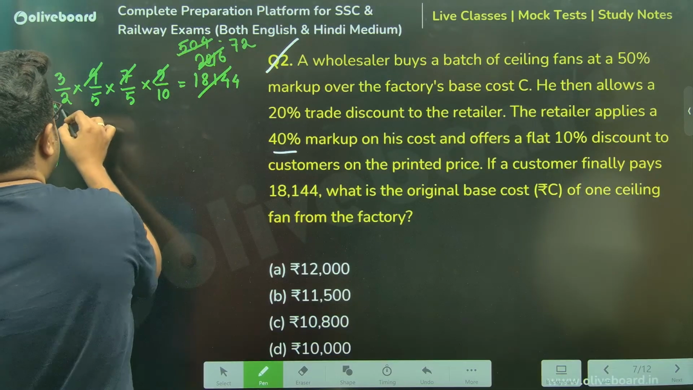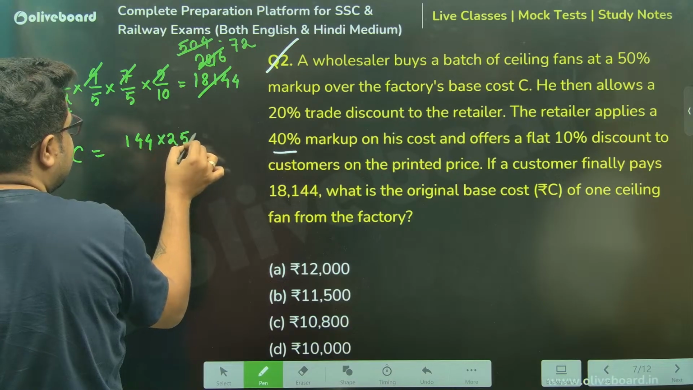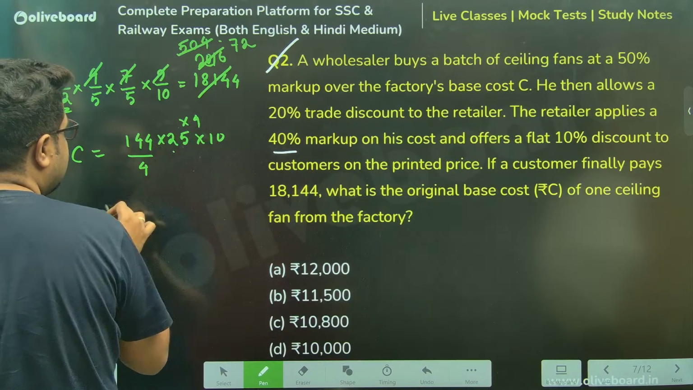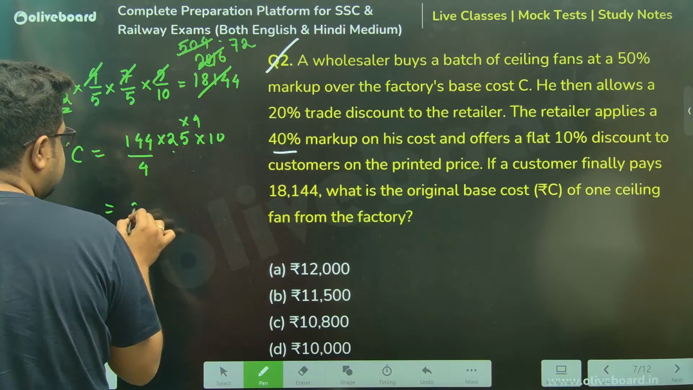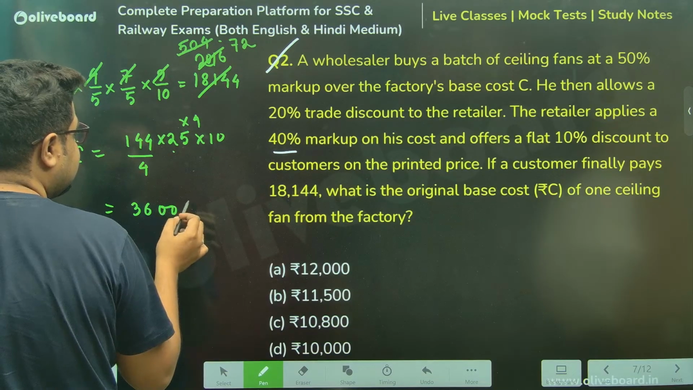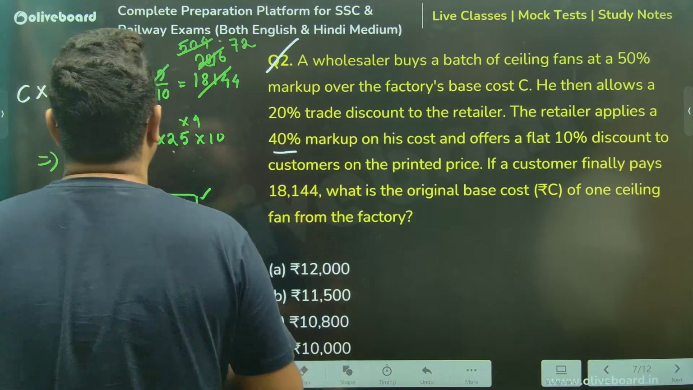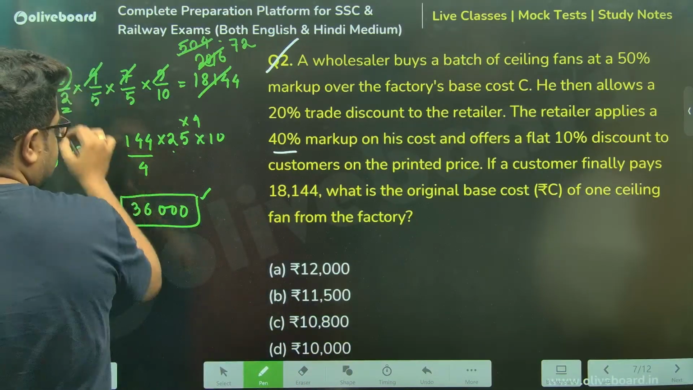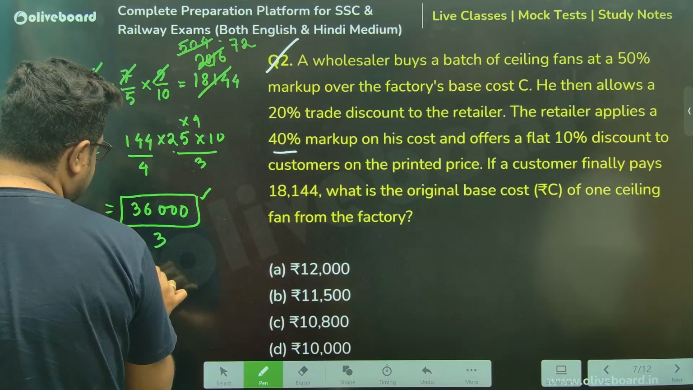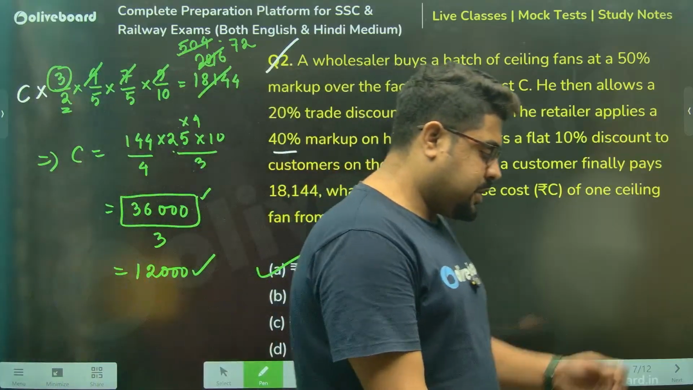C will be, sir, 2 into 72, 144 into 25 into 10, sir. 25 meaning by 4 into 4. So by 4, if you do 4 threes are 12, this is 36. 100 and this, 100 and this, this 3 I forgot. By 3 you do. Sir, you are getting 12,000 as the answer. Option number A, sir.